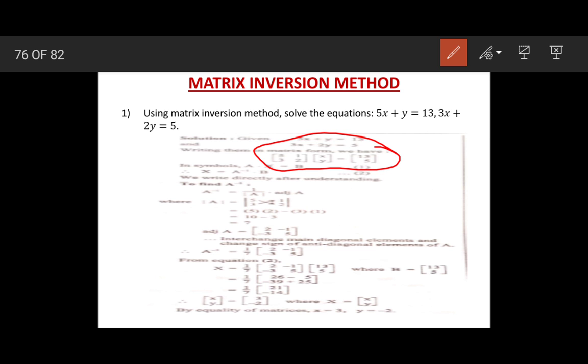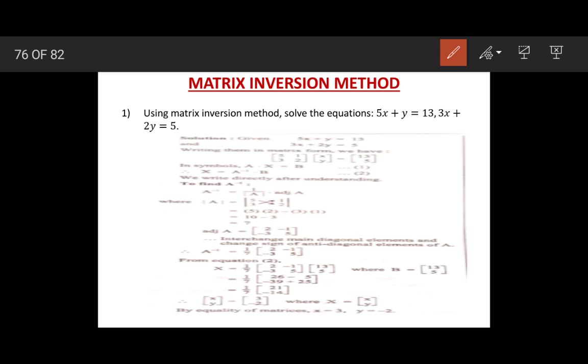After writing this, next we have to find the A inverse, right? So start with finding the determinant of A. Here the determinant of A is 7, right? Which is not equal to 0. If it is not equal to 0, then only we can find A inverse, right? So since the determinant of A is not equal to 0, therefore A inverse exists.